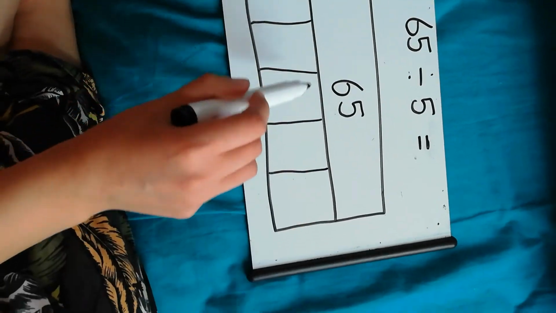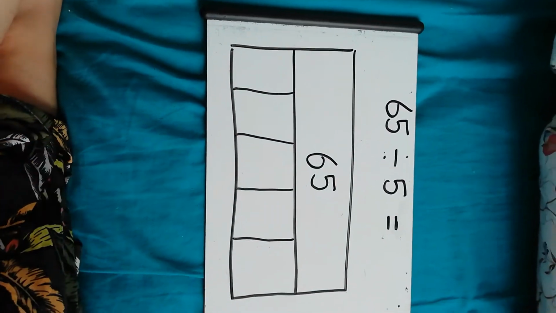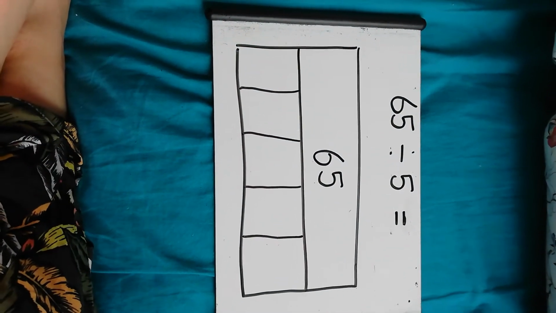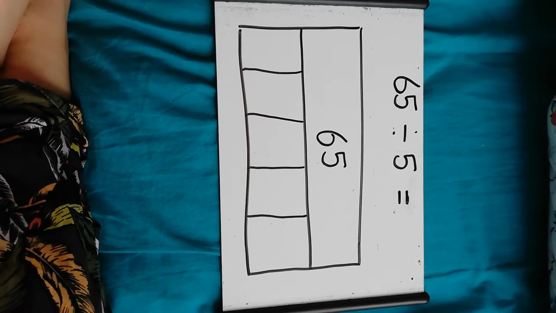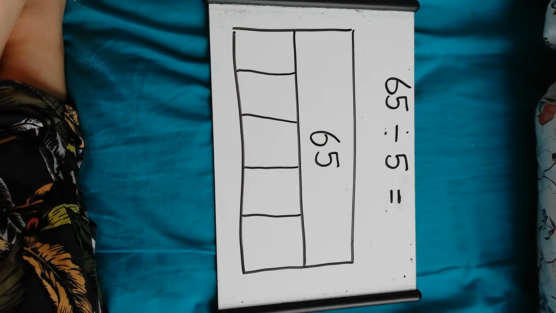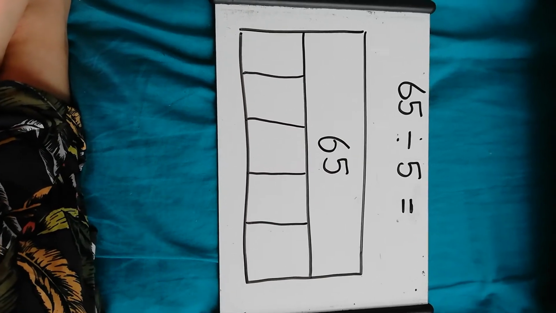Okay, so I've got five down here, remember, five boxes. So I'm sharing them out. So these are the plates. I want to see how many sweets are going to go into each box. So the question could be, there are 65 sweets and five plates. How many sweets would there be in each plate if they were shared out equally?